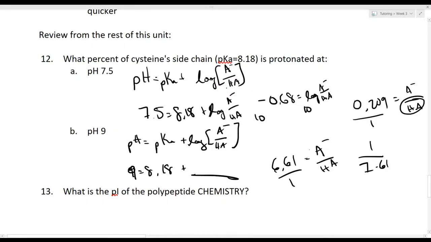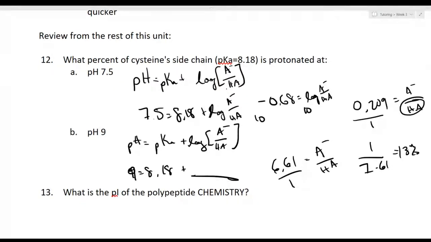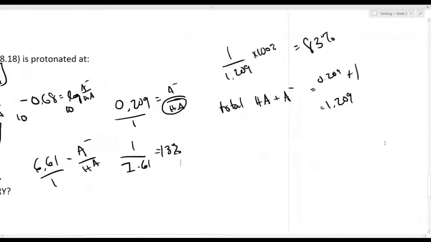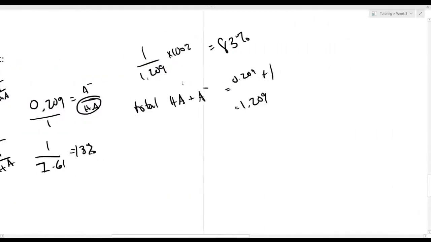Okay, so I want to pause here. 13%. Sorry, there's a question. I was following you up until that last step. Could you also just find the percent deprotonated and then subtract from 100? Absolutely, yeah. Totally fine. Sorry, when you say the last step, do you mean over here of the 7.61 one?